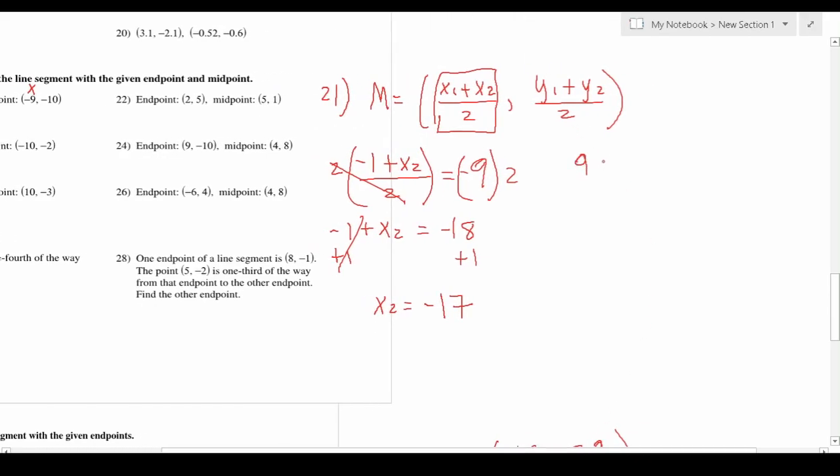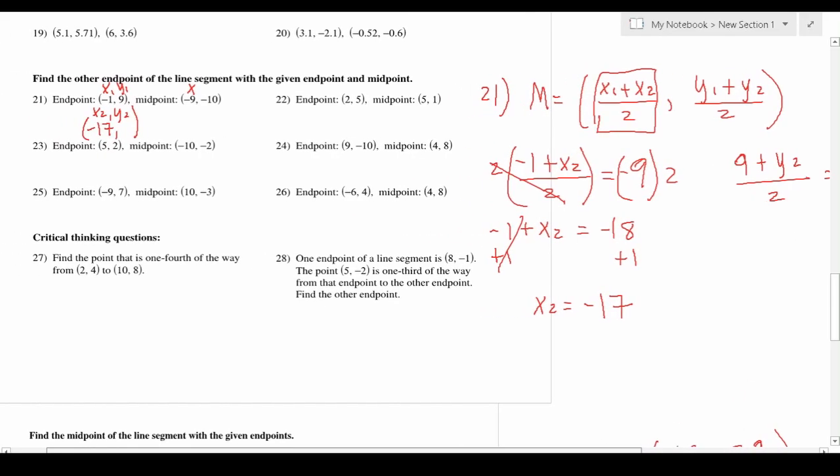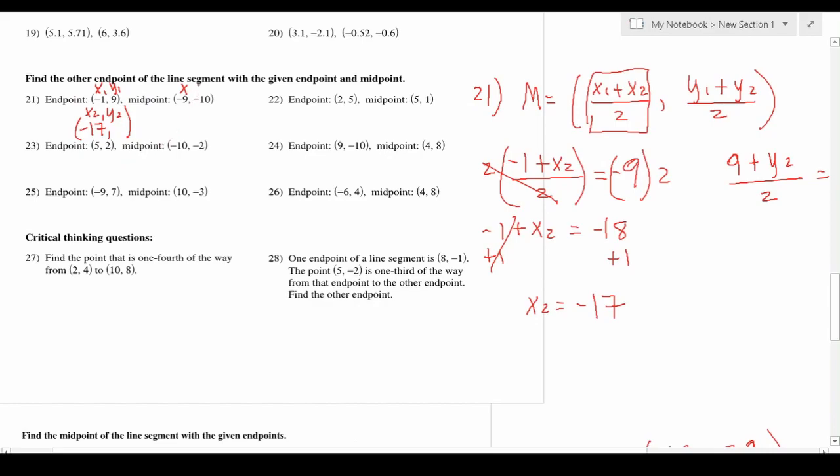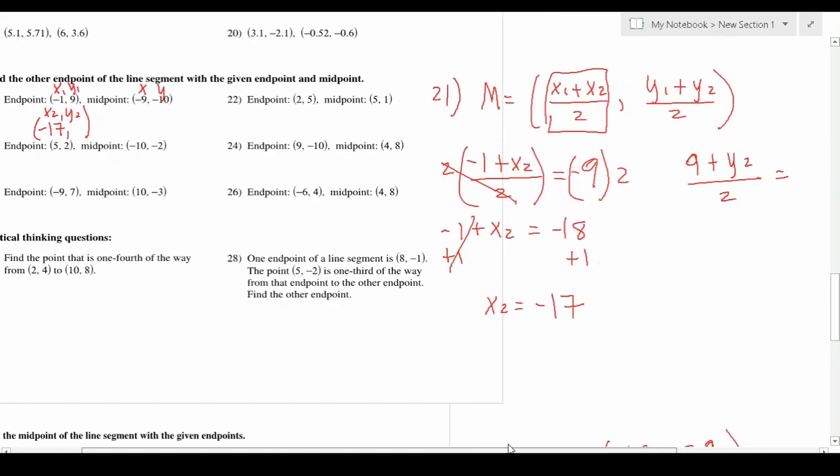We have 9 plus y2 divided by 2 equals, and again, this is going to be the y value in our midpoint formula. It's going to have to equal -10.